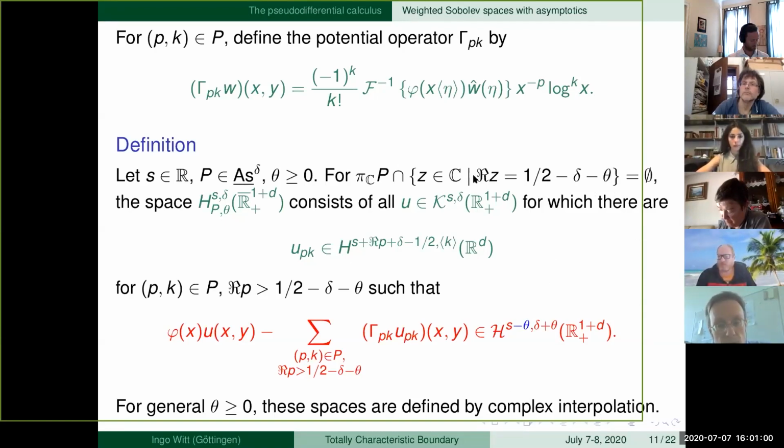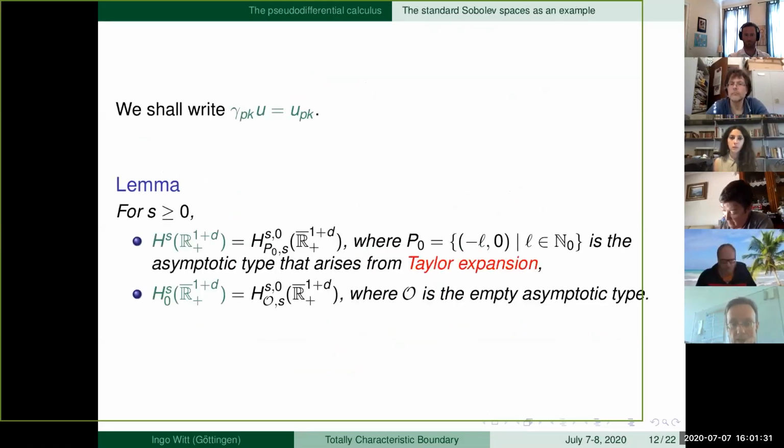So we can assume this here. And then we introduce the space H^{s,delta}_{P,zeta} as the space of all u in K^s_delta for which there are corresponding traces having the correct regularity, such that if you subtract those asymptotic terms, we improve the polynomial order. There's a price to pay, which is here, but this is also not a problem. That this is the correct definition is shown by the example. First of all, maybe I should say that these boundary traces are denoted in that way as before.